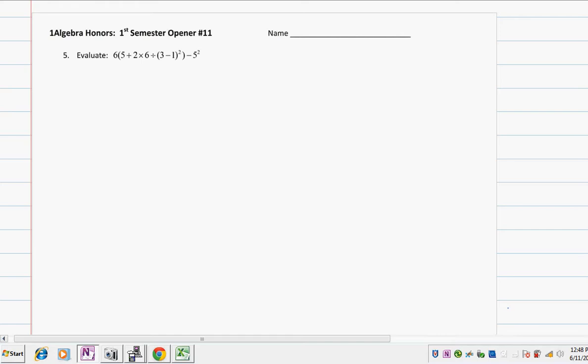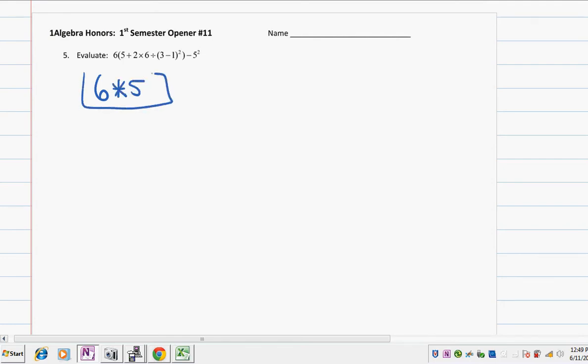Evaluate means to simplify. This should come out to just be a single number once I evaluate it. Now the question is, how do I evaluate it? I think I've seen before that I have a number in front of a parentheses, which means multiplication. So do I just evaluate from left to right? So is this just 6 times 5?